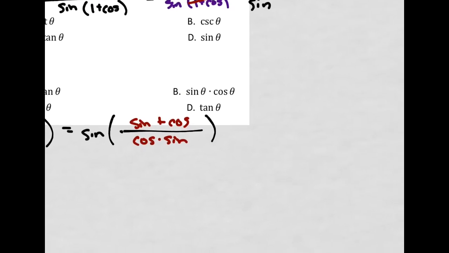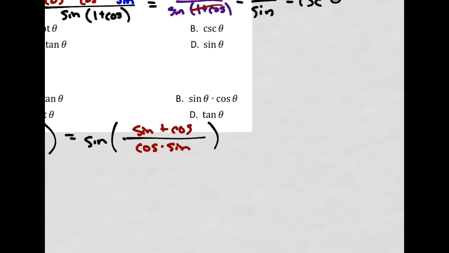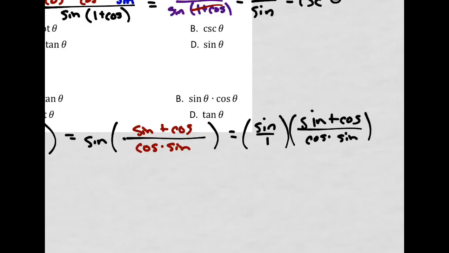Alright, so let's take that a step further and recognize that this is a sine over 1 on the outside, and it's a sine plus cosine over a cosine times sine on the inside. So fraction times a fraction. If something on top and bottom can cancel, let's do that. Sine on top, sine on bottom goes away, which leaves us with a sine plus cosine on top of a cosine.